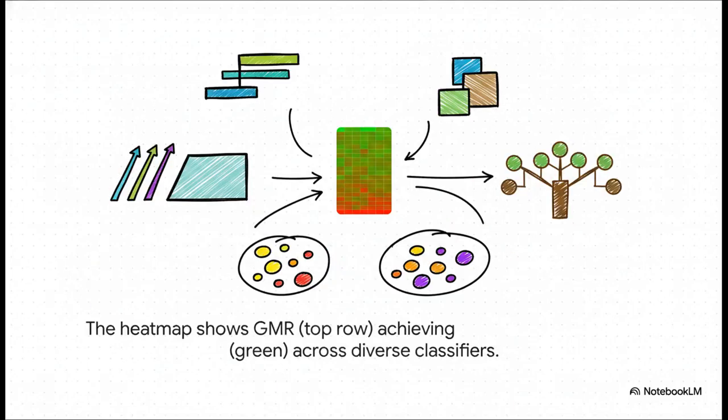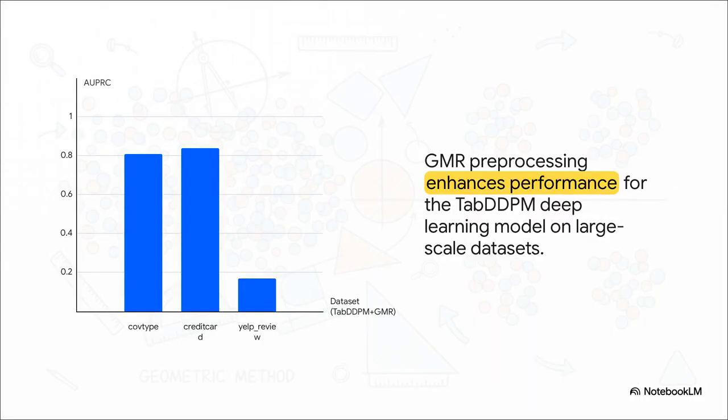This heat map here does a great job of illustrating GMR's classifier-agnostic nature. The results clearly show a consistent performance uplift when GMR is used as a pre-processing step. And it doesn't matter if it's for linear models, tree-based ensembles, or instance-based learners. It helps them all.